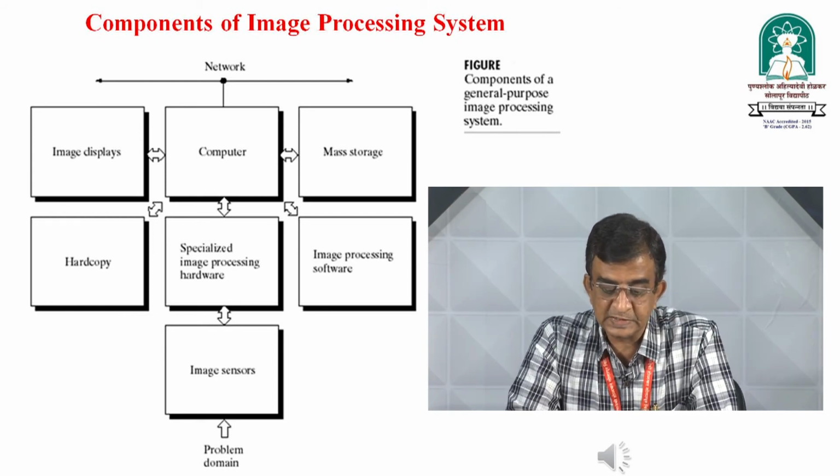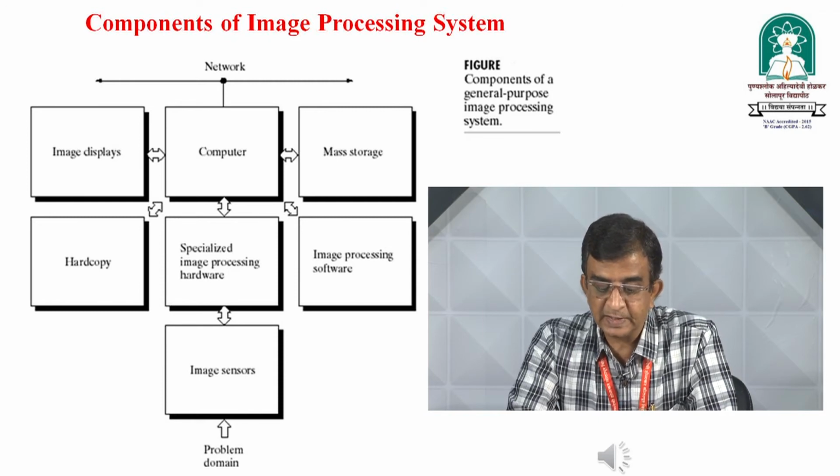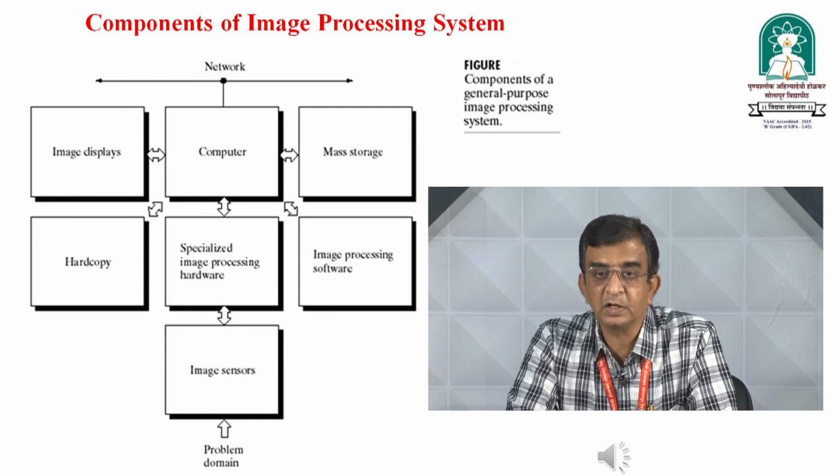With reference to sensing, two elements are required to acquire digital images. The first is a physical device that is sensitive to the energy radiated by the object we wish to image, and the second, called a digitizer, is a device for converting the output of the physical sensing device into digital form. For instance, in a digital video camera, the sensors produce an electrical output proportional to the light intensity. The digitizer converts these outputs to digital data.